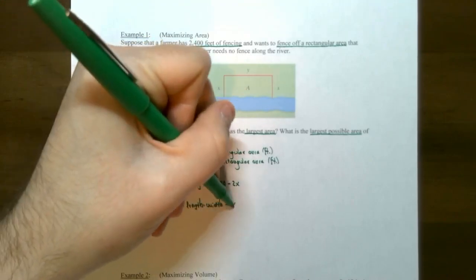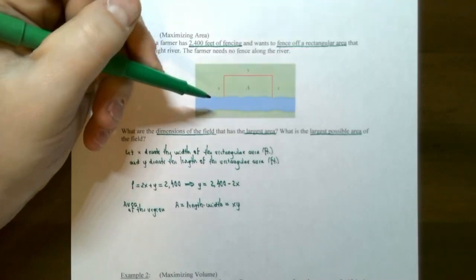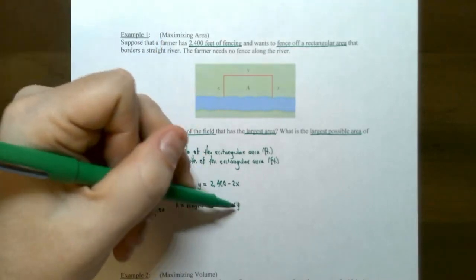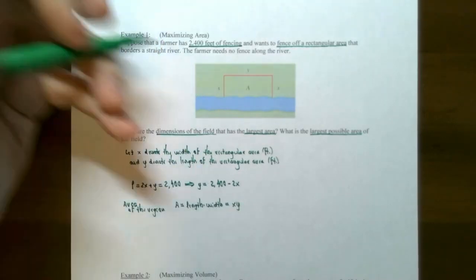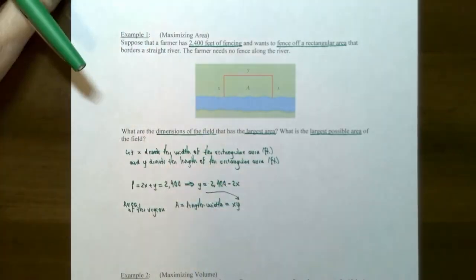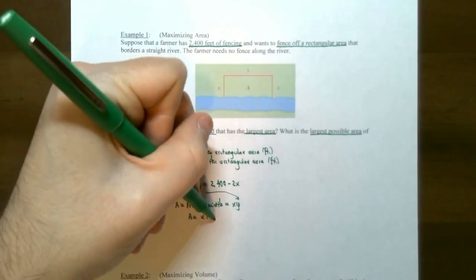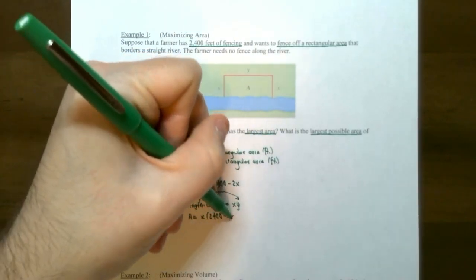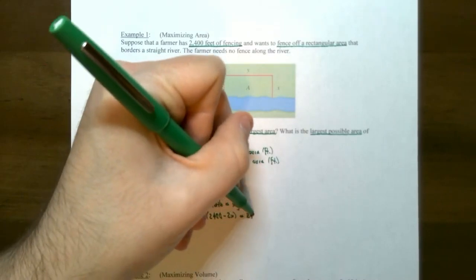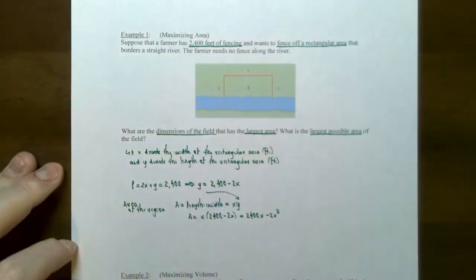Which would be x times y in terms of the diagram. But this is where we have two variables. So replace the y with 2,400 minus 2x. So x times 2,400 minus 2x gives us 2,400x minus 2x squared. So there's the quadratic function that represents the area.